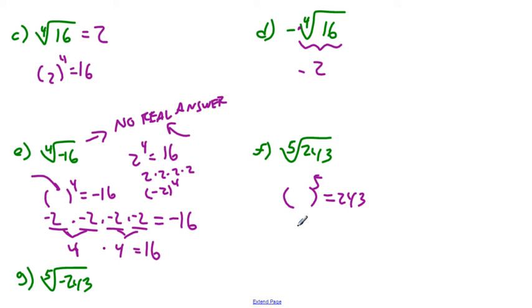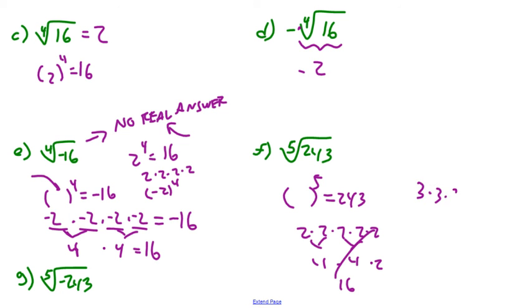Let me see, 2 times 2 times 2 times 2 times 2. I think it's 2. Let's see. That's going to give us 4, and that's going to give us 4, and that's going to bring down the 2. And then I get 16. Oh, okay, no, so it's not going to be 2. I think it'll be 3.